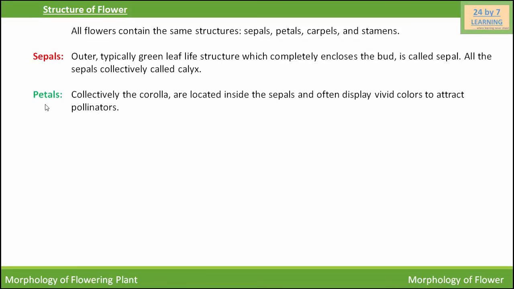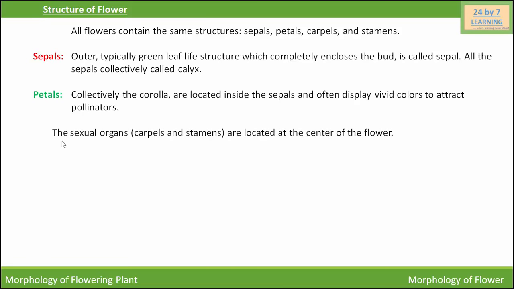All the sepals are collectively called calyx. Next part is the petals. Petals are collectively called corolla. They are located inside the sepals and often display vivid colors to attract pollinators. Next, we are going to discuss sex organs of the flower. The sex organs like carpels and stamens are located at the center of the flower.